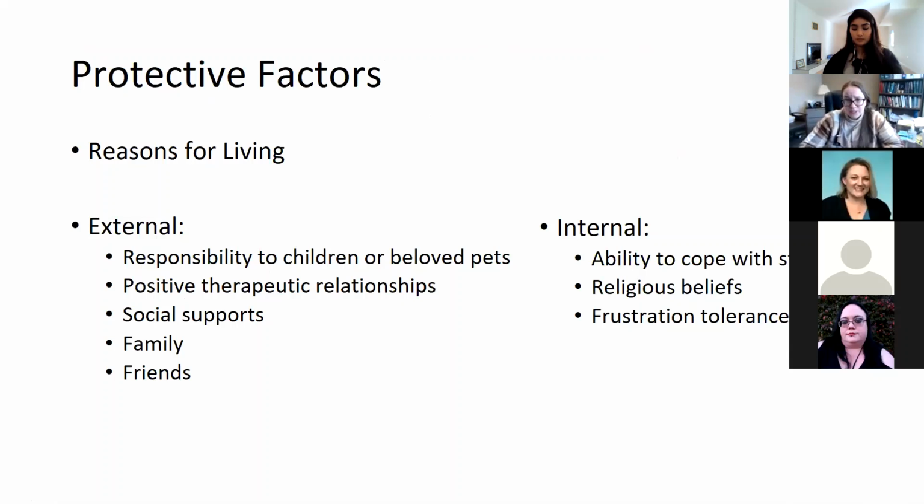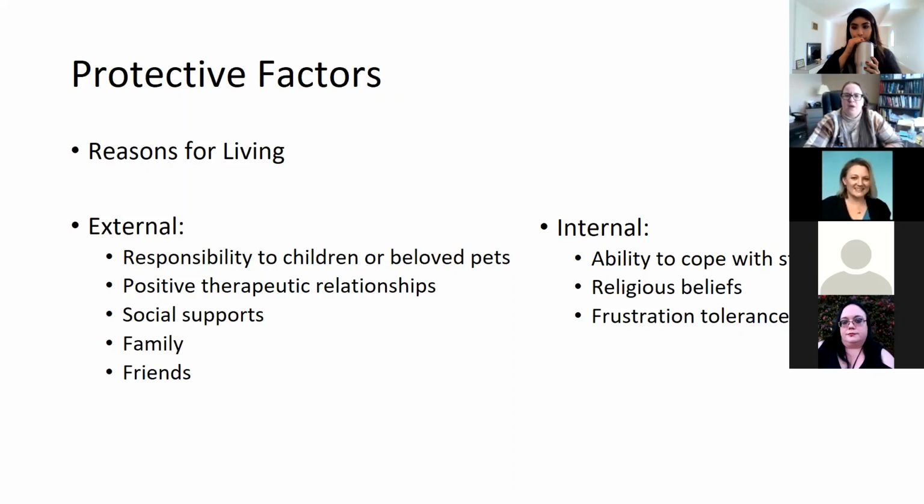Some external reasons for living or protective factors for people include responsibility to children or pets. Pets can be a huge reason for living. Positive therapeutic relationships, getting someone to agree that they want to come back to therapy next week, is important. Social supports, family, friends. Again, we're lowering that isolation, and less isolation is protective. And then internal protective factors: ability to cope with stress, frustration tolerance, and religious beliefs.